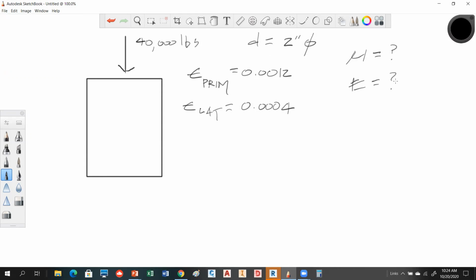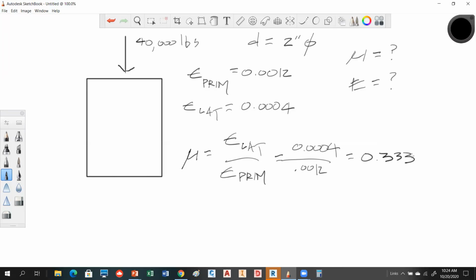Okay, so Poisson's ratio is really simple. The Poisson's ratio mu is your lateral divided by your primary. So that gives me 0.0004 divided by 0.0012. And if you do the math, let's see what we come up with here. So we get a number of, let's see, that's a unitless number.